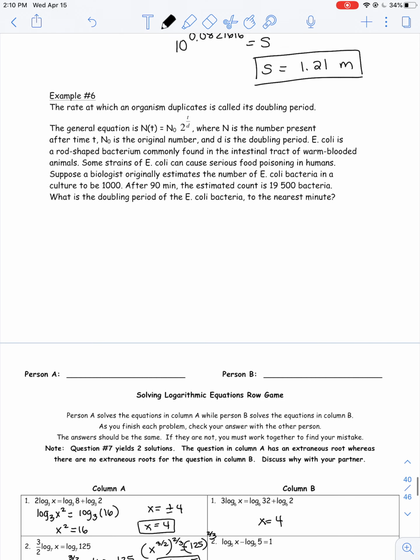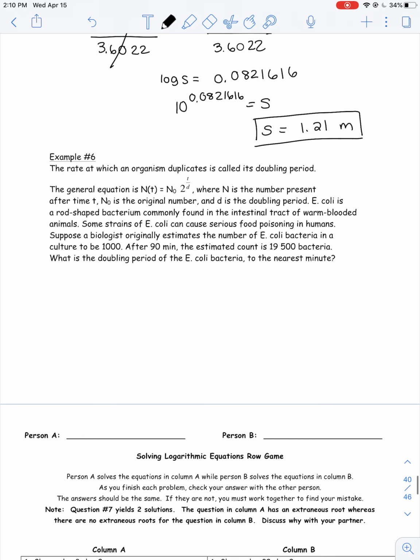And then lastly, example number 6. The rate in which an organism duplicates is called its doubling period. The general equation N of t is equal to N0, and then we multiply by the base of 2, and then to the power of t over d. So we've seen this equation before. D is that doubling time, and then t represents the time it takes for N of t to reach a certain value. So we're going to read the information and figure out where the numbers go to solve this.